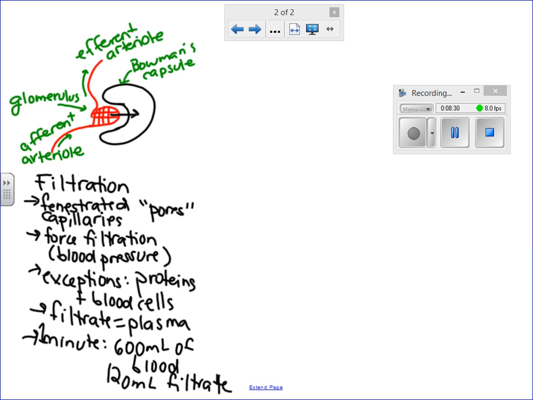Now these are just estimate numbers. I'm not going to focus on you memorizing the numbers. I just want you to get an idea of relatively how much that is. So it's in the neighborhood of 20%. So 20% of the volume of your blood gets pushed through the pores, or the fenestrated capillaries, from your glomerulus into Bowman's capsule.